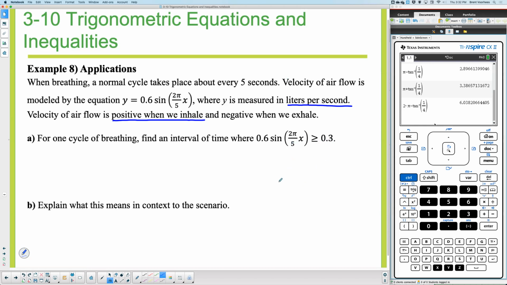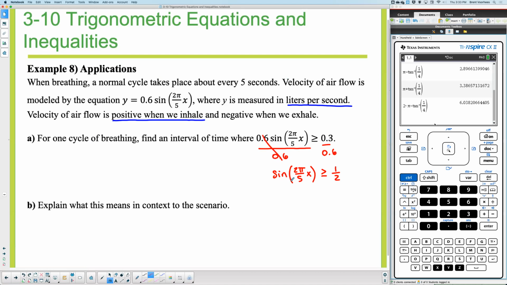That's what we're trying to figure out here. If I did my math here, I'm trying to solve for x. I would divide both sides by 0.6. That's what I would do first, as I try to isolate this. And so I have sine of 2 pi divided by 5 x has to be greater than or equal to, that right there is 1/2.